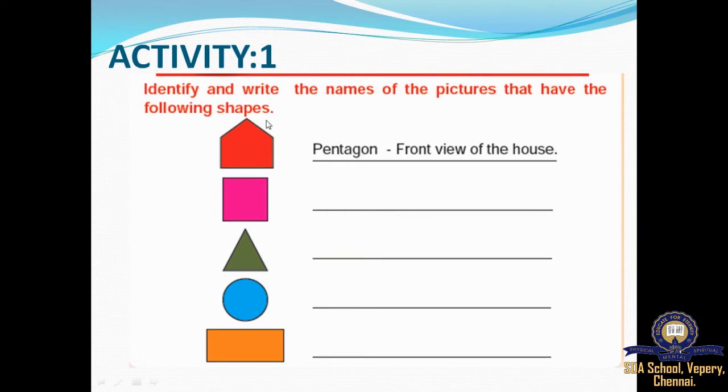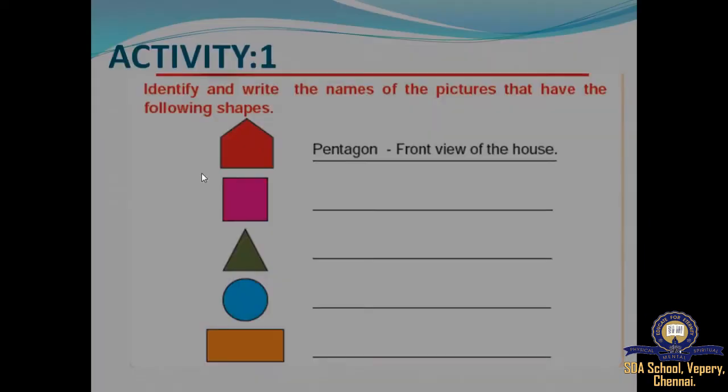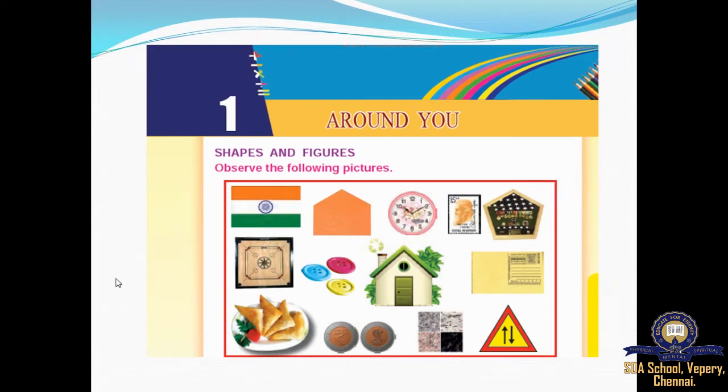Take a separate note for marks or use your rough note itself. Write today's date and put Activity 1. Write the heading as: Identify and write the names of the pictures that have the following shapes. Okay. We have seen the pictures before. Once again I am going to show you. These are the pictures we have observed before.